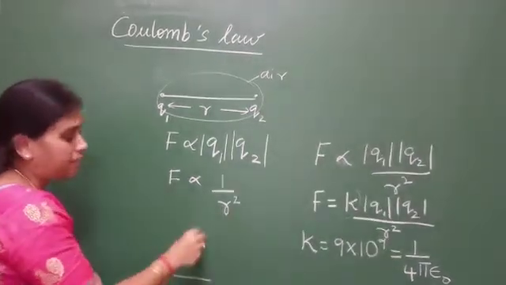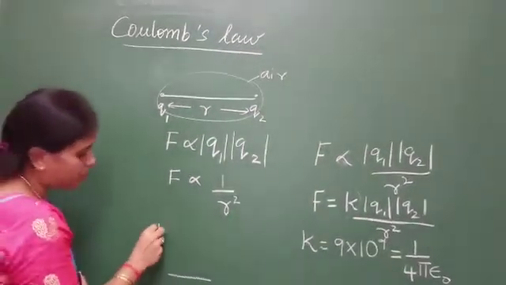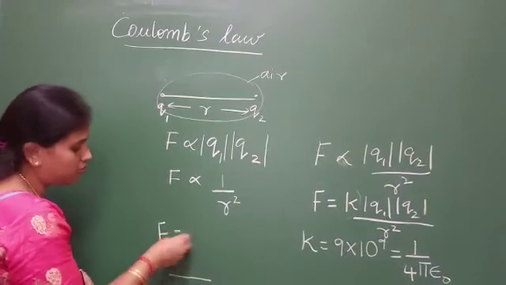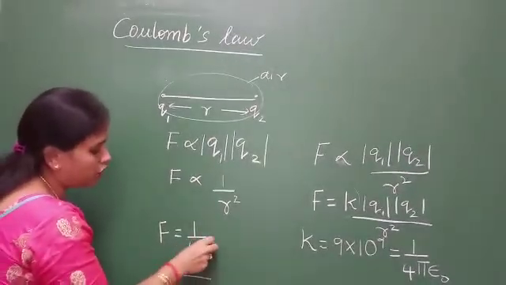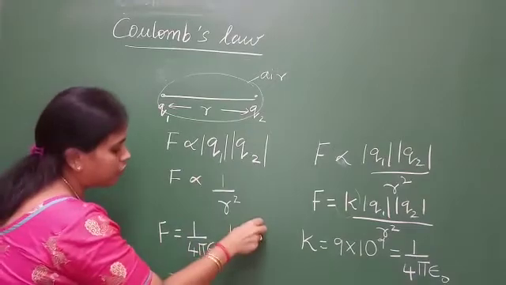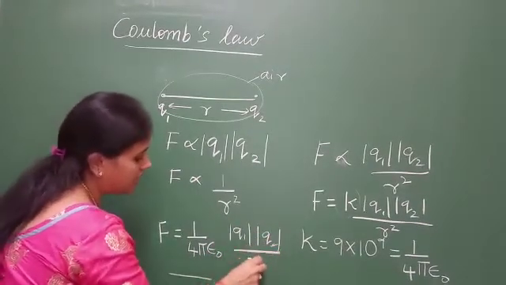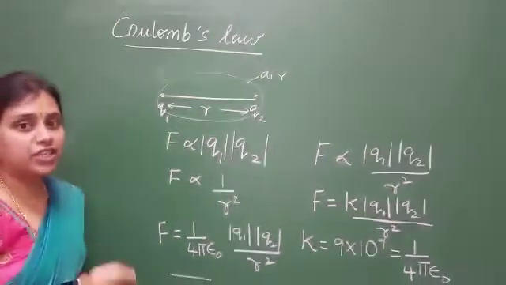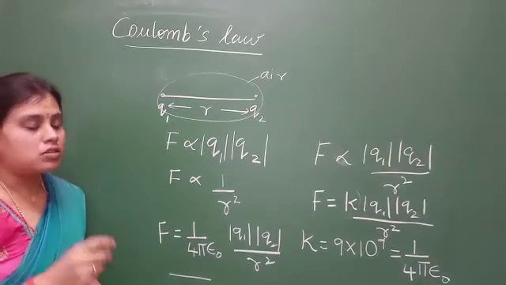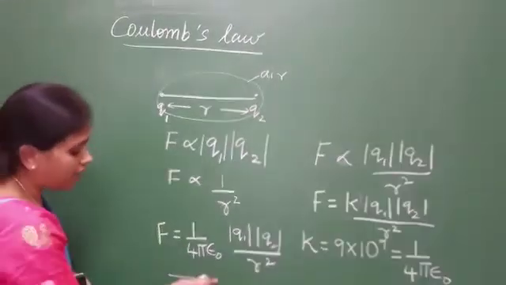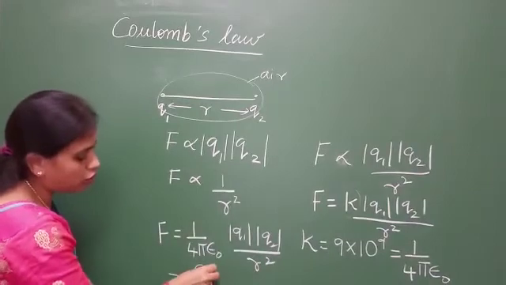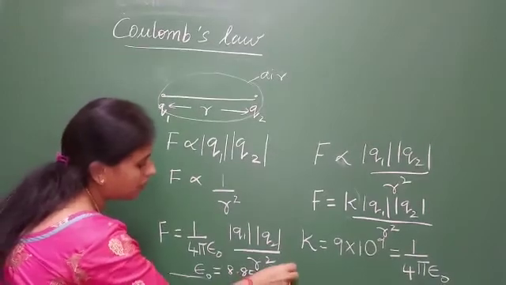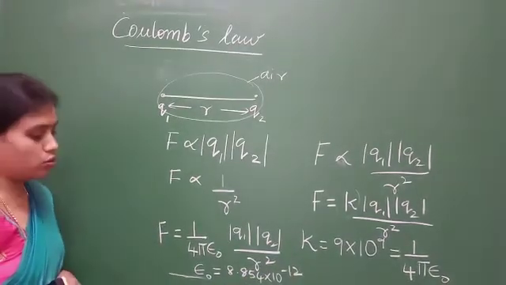Now, taking that proportionality constant into the picture, we can write the mathematical form of Coulomb's law as F is equal to 1 divided by 4 pi epsilon naught into mod of Q1 into mod of Q2 divided by r squared. This value of epsilon naught depends upon the nature of the medium existing between the two charges. Through experimentation, the value of epsilon naught was evaluated to be 8.854 into 10 to the power of minus 12 Newton meter squared per Coulomb.